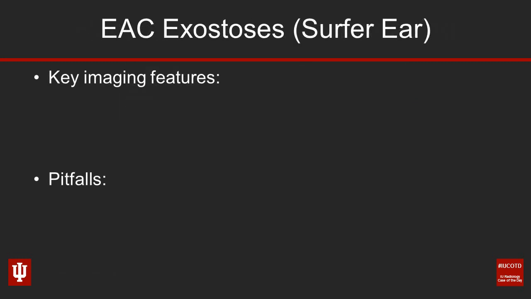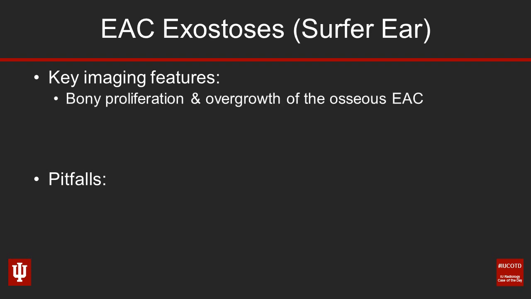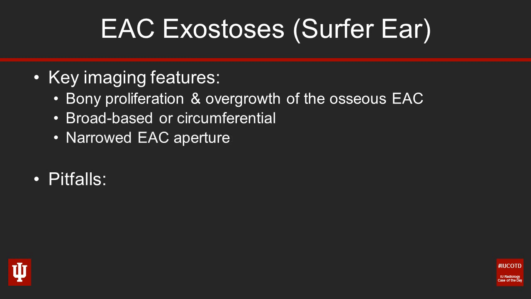Okay, so to wrap this case up, this was a case of surfer's ear, or EAC exostoses, and the key imaging features are bony proliferation and overgrowth involving the osseous segment of the external auditory canal. This is going to be either broad-based or circumferential, and as this case showed, it will eventually, if severe enough, narrow the external auditory canal aperture. These will typically be bilateral, but usually asymmetric. One side will be worse than the other.